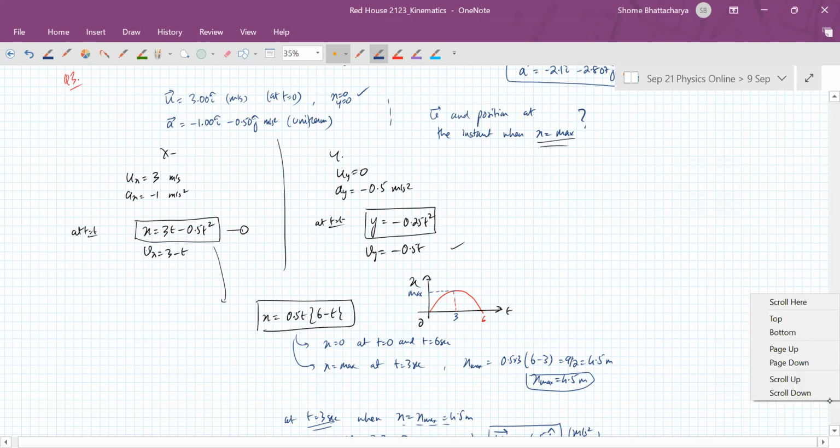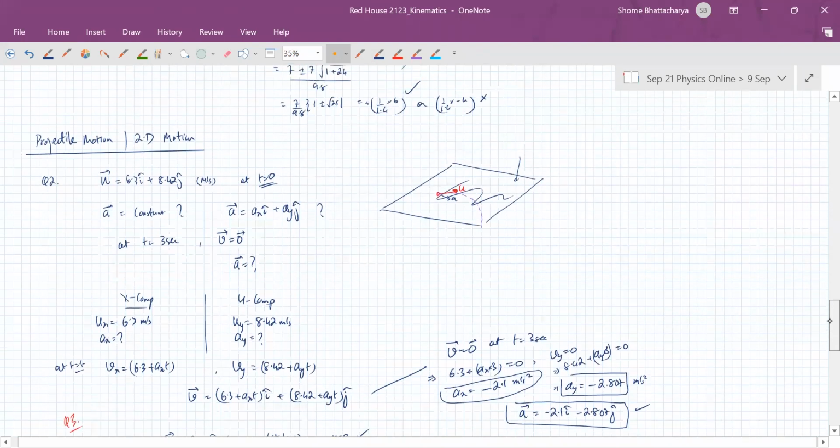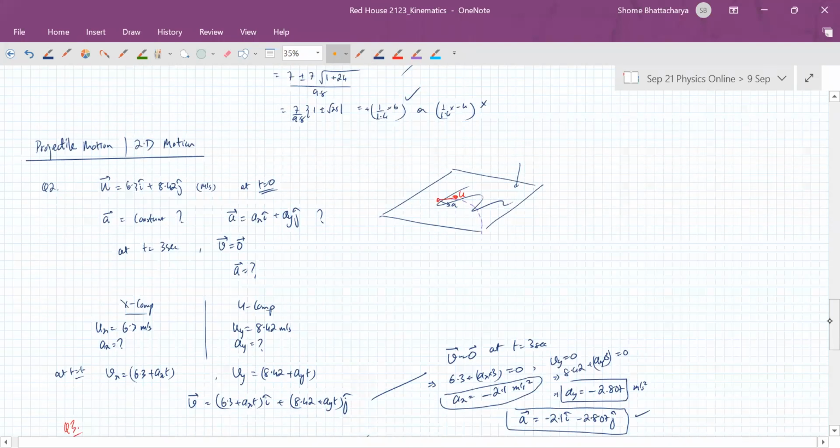Sir, can you scroll up a little bit? Before the third question, you mean? Second question. Yes, sir, just the down part, that acceleration part. Okay.